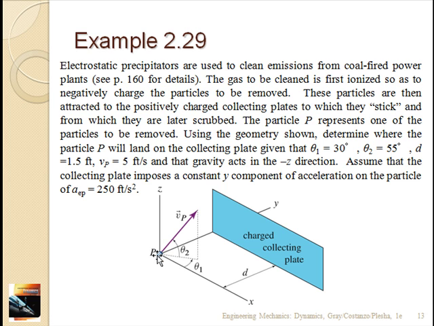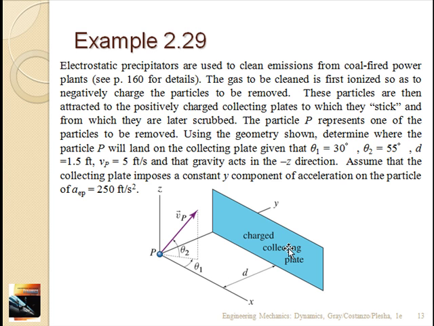So particle P is at the origin of this xyz coordinate system at t equals 0. It's launched with some velocity measured by this velocity vector Vp. Okay, and the direction is an angle theta 1 from the x-axis, and theta 2 from the xy plane. Okay, so theta 1 is 30 degrees, so it's 30 degrees out here, and then 55 degrees from the xy plane. And the magnitude is 5 feet per second.